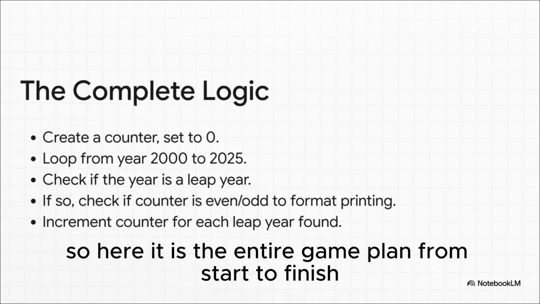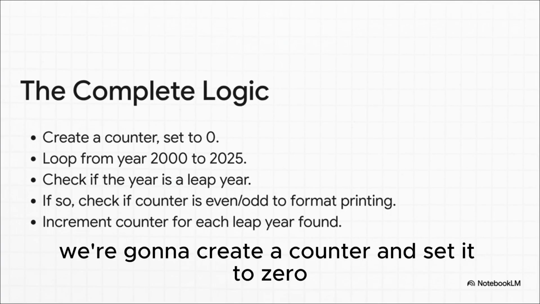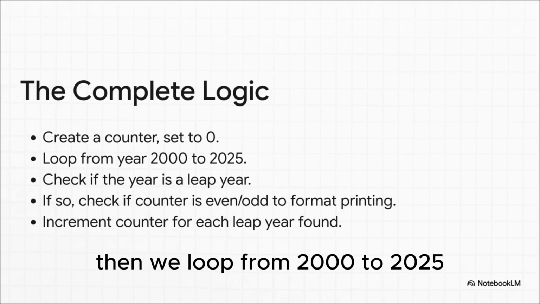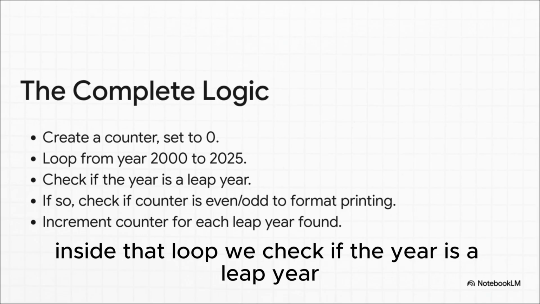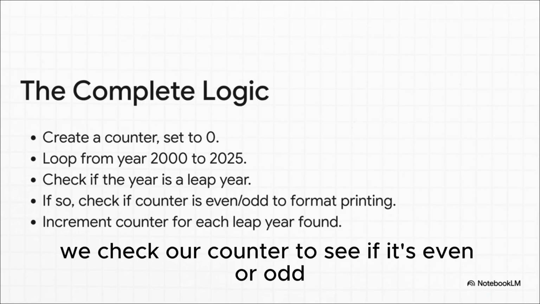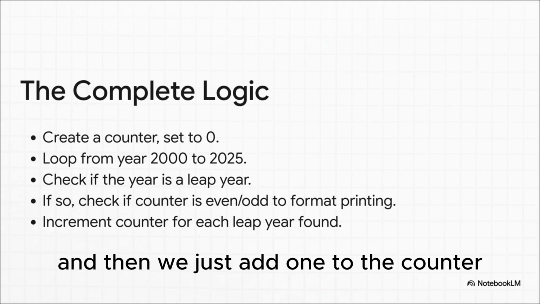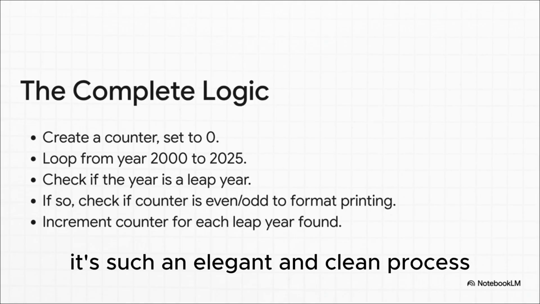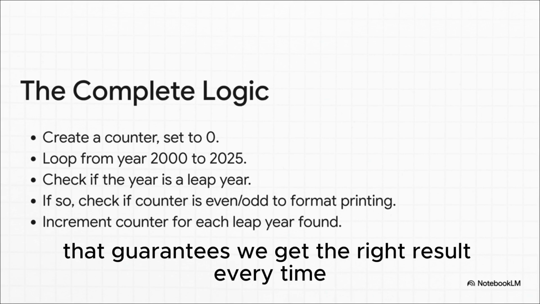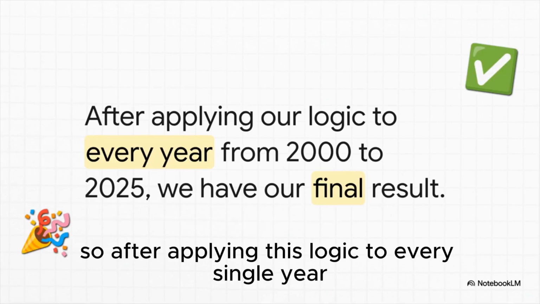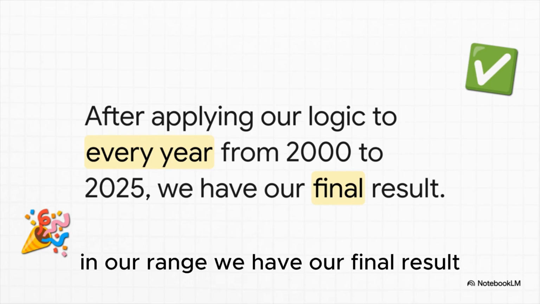So here it is, the entire game plan from start to finish. We're going to create a counter and set it to 0. Then we loop from 2000 to 2025. Inside that loop, we check if the year is a leap year. If it is, we check our counter to see if it's even or odd to figure out how to print it. And then we just add 1 to the counter. It's such an elegant and clean process that guarantees we get the right result every time. So after applying this logic to every single year in our range, we have our final result.